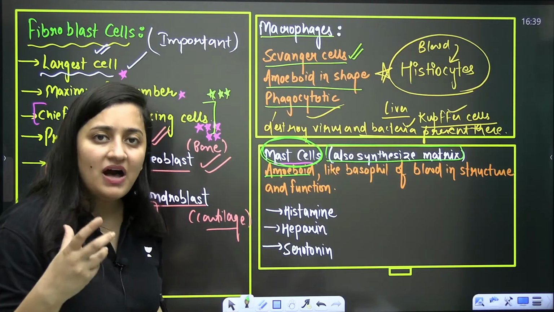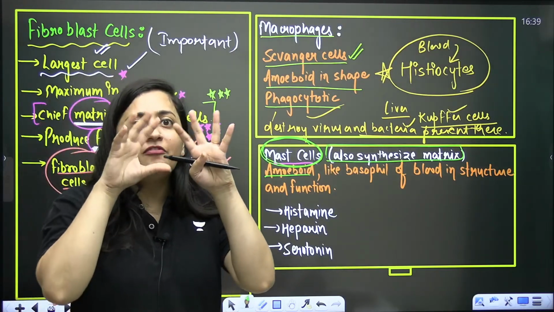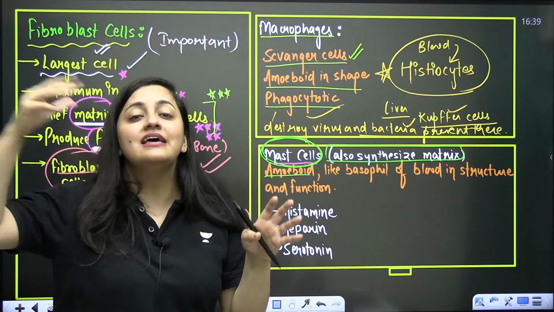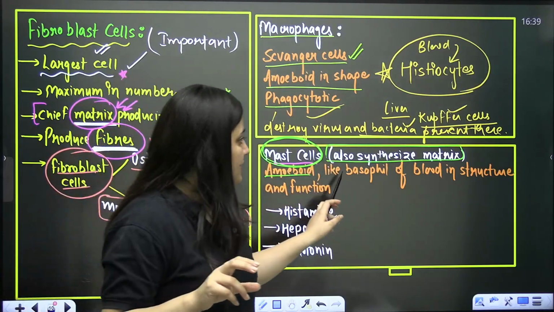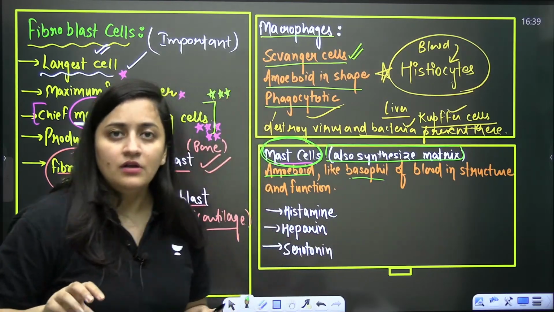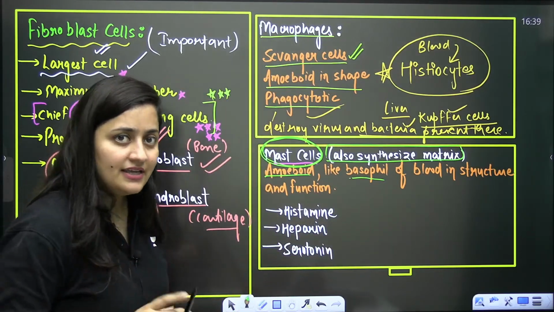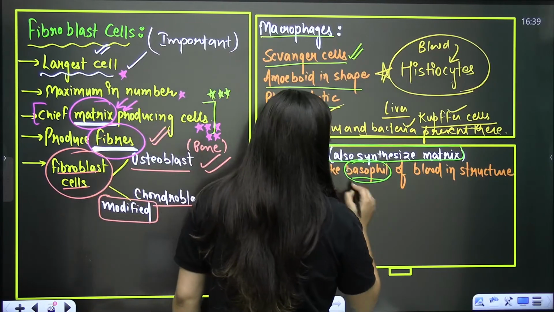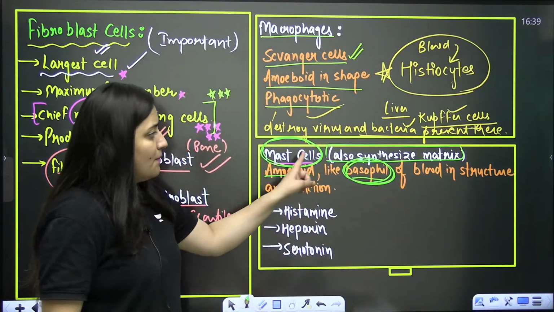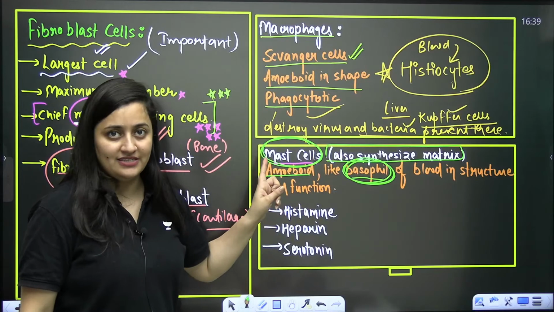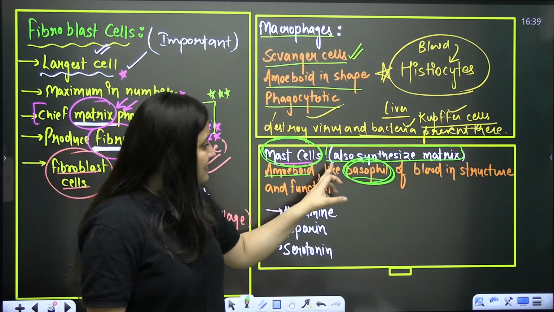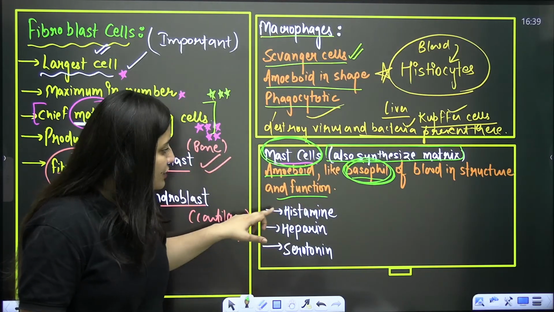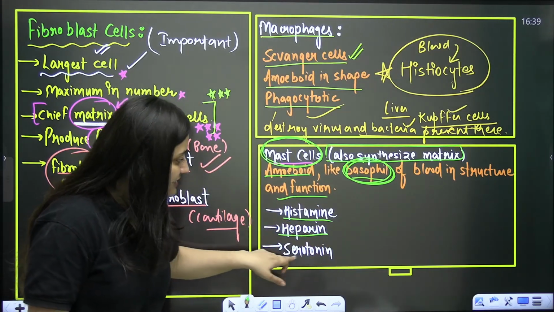And when you talk about mast cells, they perform the same function as the cells of the blood. In blood we have basophils. WBCs have different categories, and basophil is a type of WBC. So mast cells are just like basophil cells. Even they have that S-shaped nucleus. Mast cells also release histamine, heparin, and serotonin.